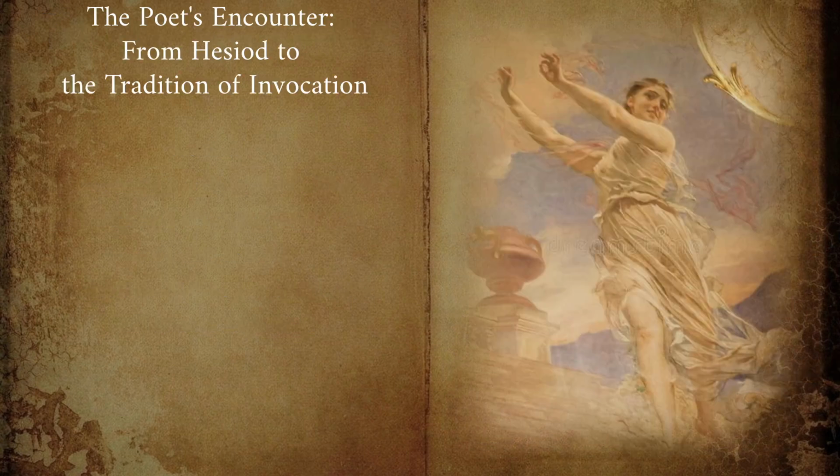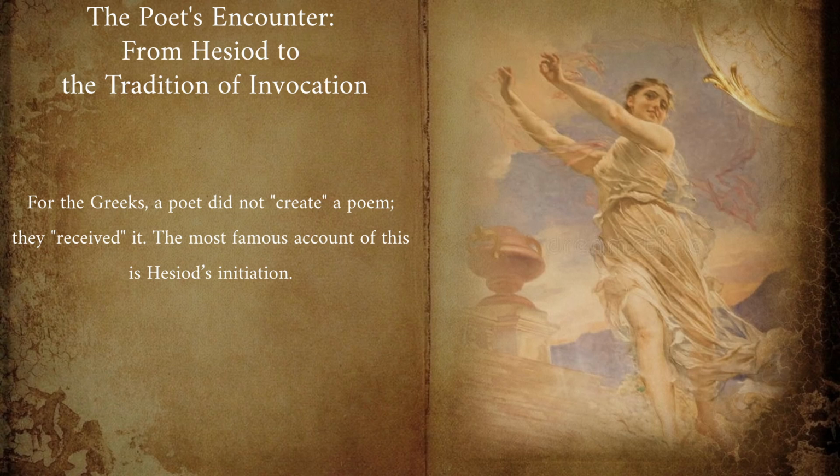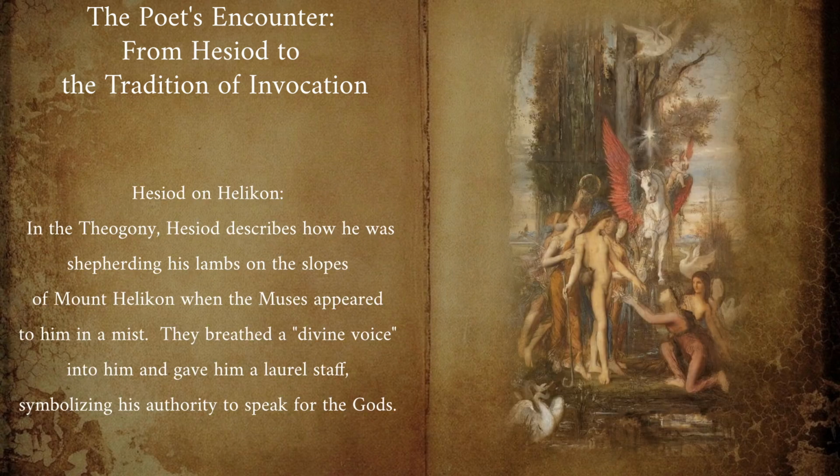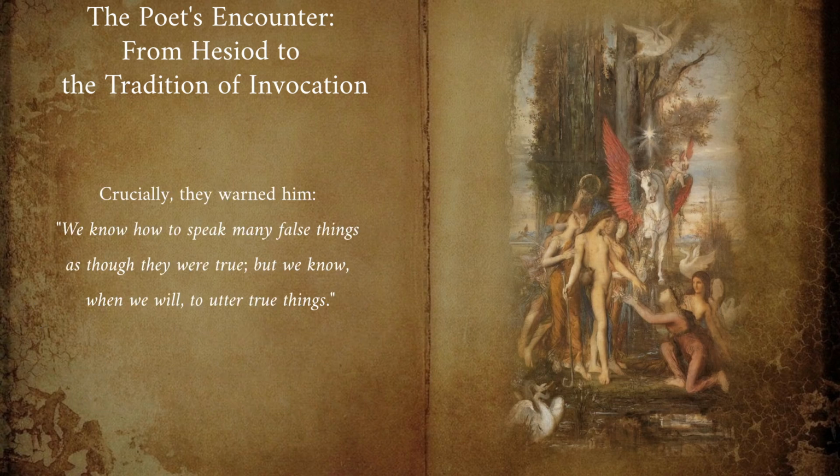Next, we have the poet's encounter, from Hesiod to the tradition of invocation. You see, for the Greeks, a poet did not create a poem, they received it. The most famous account of this is Hesiod's initiation on Helicon. In the Theogony, Hesiod describes how he was shepherding his lambs on the slopes of Mount Helicon when the Muses appeared to him in a mist. They breathed a divine voice into him and gave him a laurel staff, symbolizing his authority to speak for the gods. Yet, crucially, they warned him: we know how to speak many false things as though they were true, but we know, when we will, to utter true things.